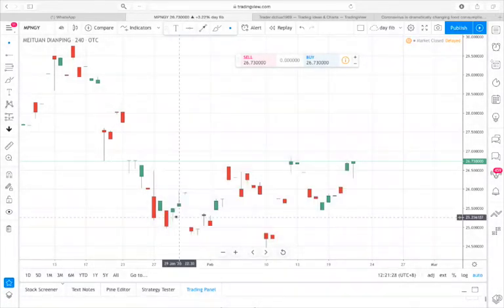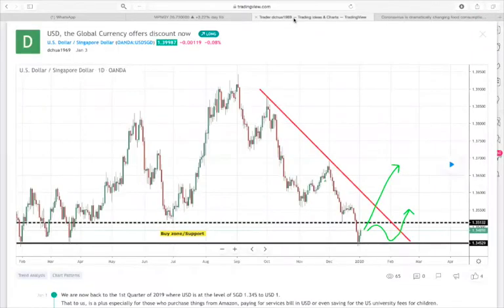Now the next one I want to bring your attention to is the US dollar versus the Singapore dollar. The Singapore currency, which I call the Sing currency, is the currency that I use on a daily basis since I'm based here. For buying groceries, paying for my kids' education, taking transportation, I need to use the Sing currency. So this chart here would be very useful for me.